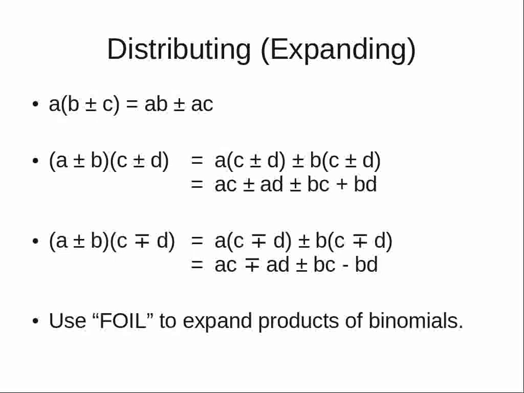B and C, those are the closest together pieces. So that's the inners, that's the I in FOIL. And then B and D, those are the last terms of each binomial. So that's the L in FOIL. Okay, so if you want to remember FOIL, that might save you a few seconds. All right.